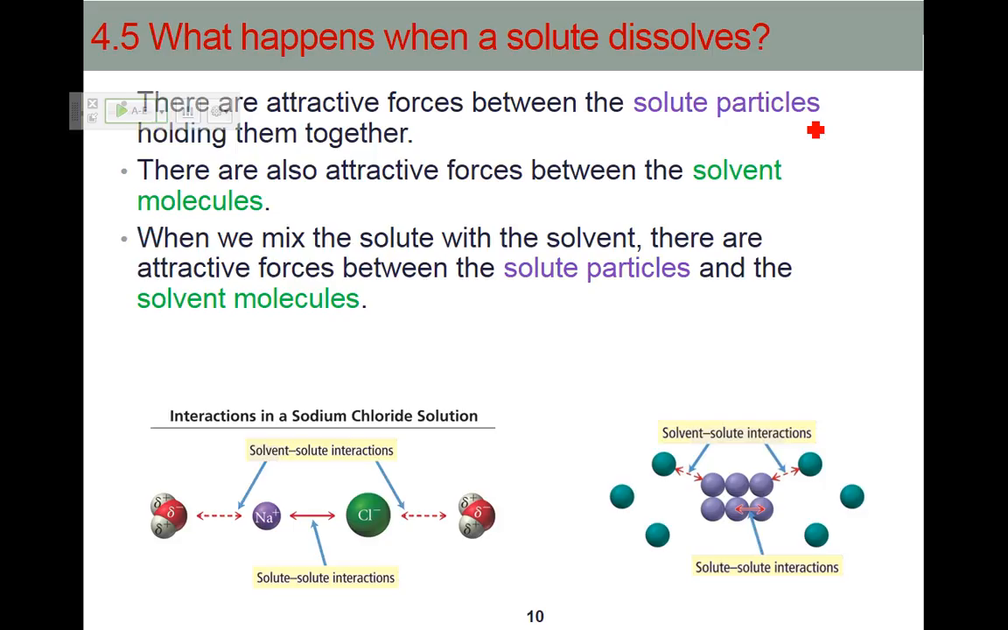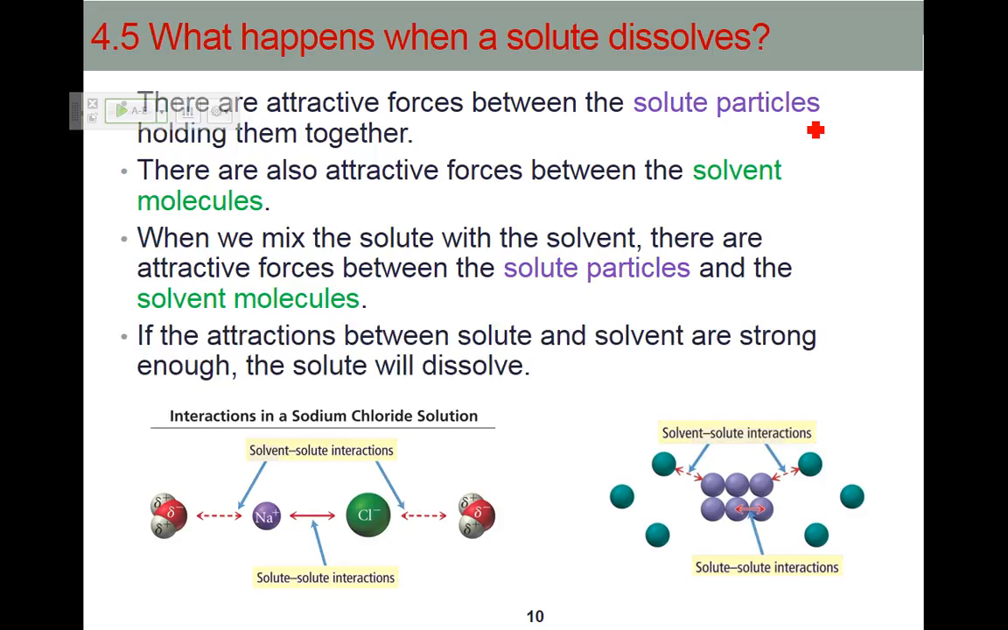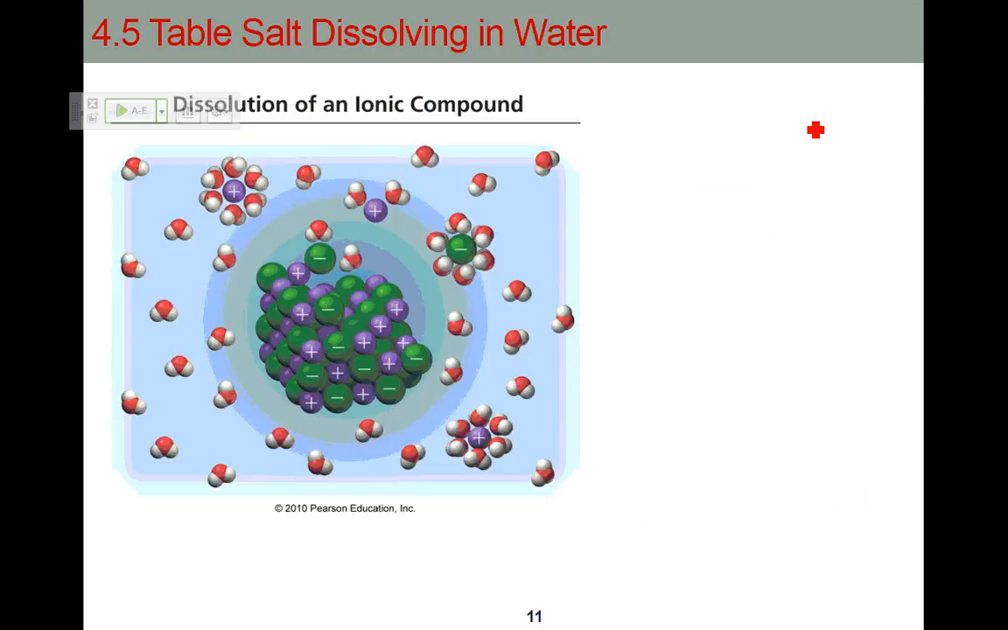In the case of sodium chloride, we'll pull sodium chloride apart. Water will surround the sodium ions and the chloride ions, and therefore they'll be in the same state as the water. So we have to have a greater interaction between our solvent and our solute than between solvent and solvent or solute and solute. In some cases that happens, in some cases it doesn't. If they're strong enough, our solute will dissolve.